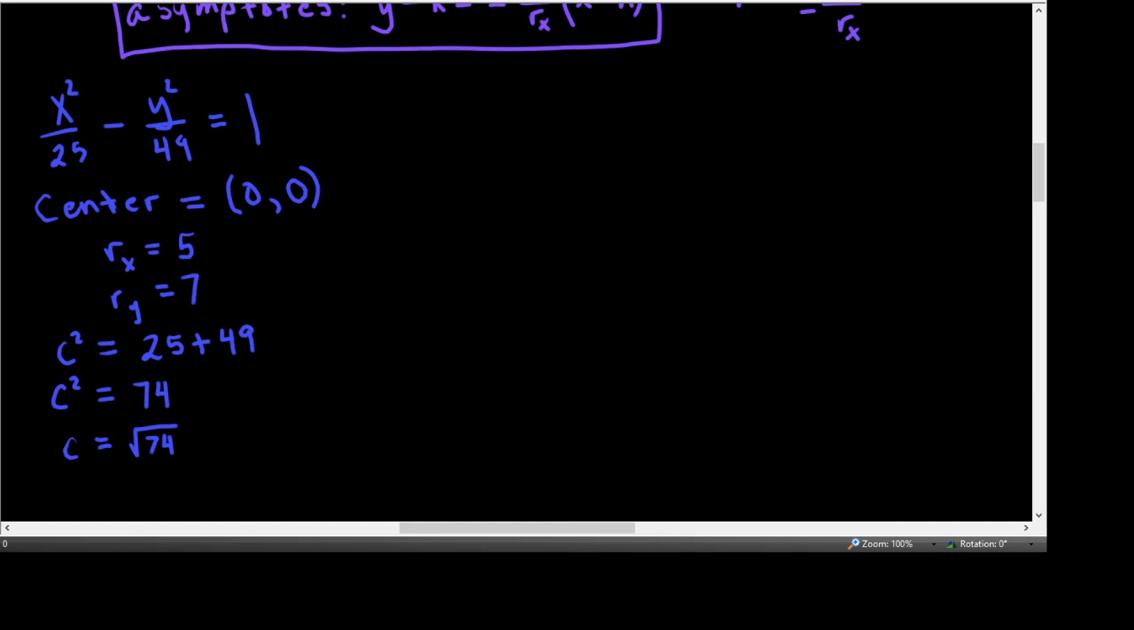All right. It didn't ask me to do all of this, but I'm going to go ahead and give kind of a complete explanation and tell you everything that we might eventually do. This problem just asks us to sketch the asymptotes and graph the hyperbola. So anyway, the asymptotes.